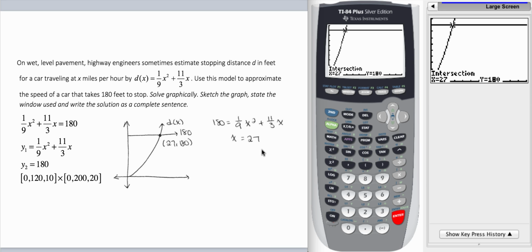Okay, our last step is to state the solution as a complete sentence. So what this is saying is that if the car is driving at 27 miles per hour, the stopping distance is 180 feet.